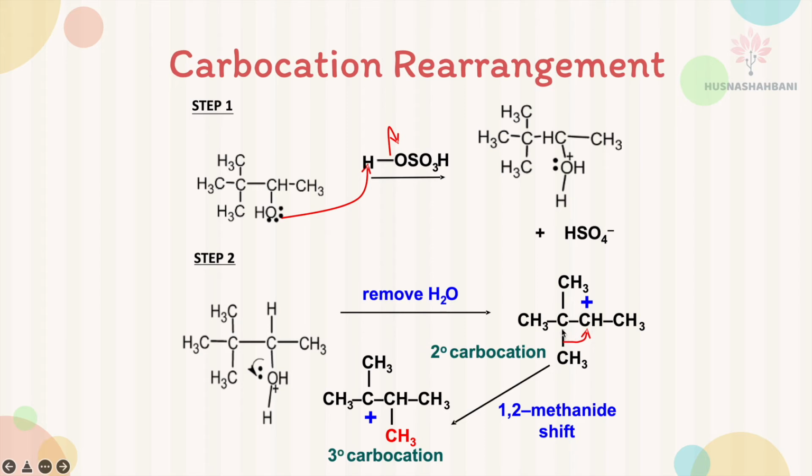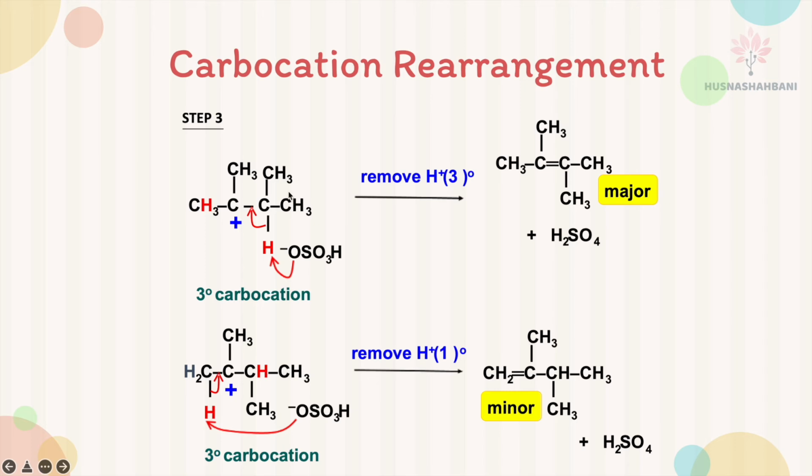If we do a 1,2 methyl shift, this carbon will become the carbocation, and this carbon here will attach to the methyl. So it becomes a tertiary carbocation. This is more stable than a secondary carbocation. That's why you have to do the 1,2 methyl shift before proceeding with the mechanism.